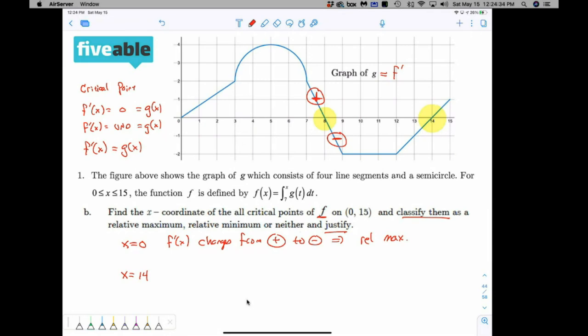When we go and look at 14, what we're going to find out is that f prime changes from negative to positive there. So because f prime changes from negative to positive, we've got a relative min. So for question B, those are the answers we need. That would get us full credit for the exam. We've identified the x coordinates and we've also classified them. Okay.